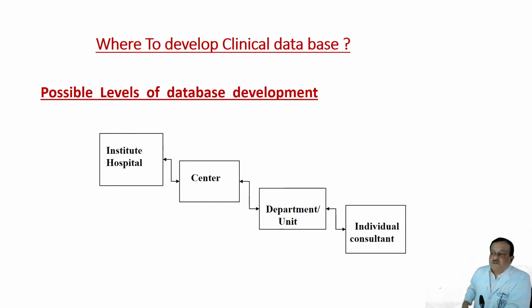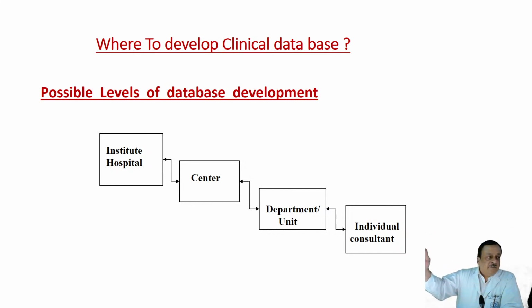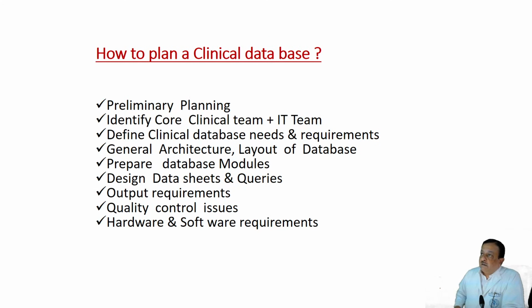So this is the beauty of the system, because you have a huge number of patients. If you have all the facilities, everything aligned, you can start the paperless hospital from day one. Then center, then department, then individual. Don't waste your time, don't wait for computerization. So we started at our unit level. So how to plan a database? You need to plan thoroughly. We spent 2 years before we started this database.